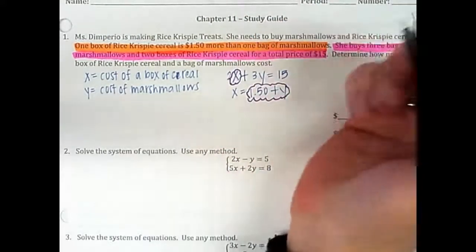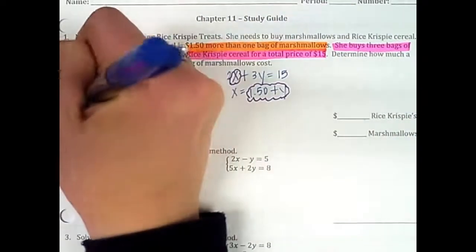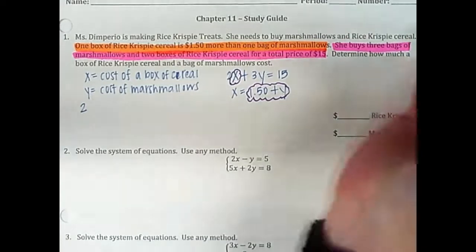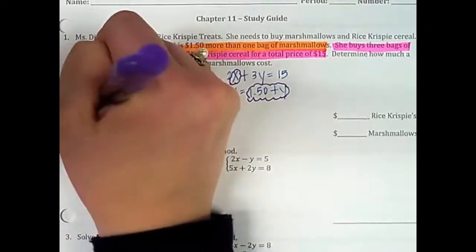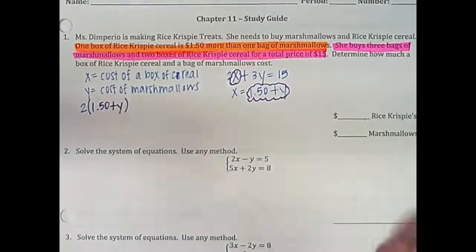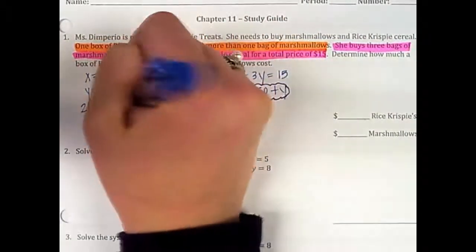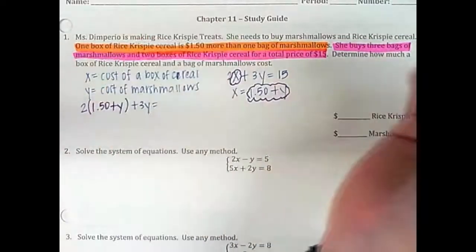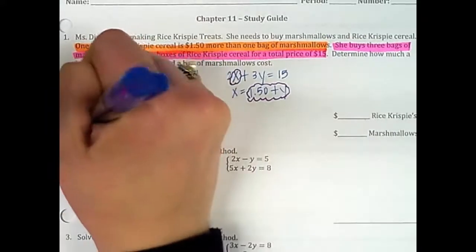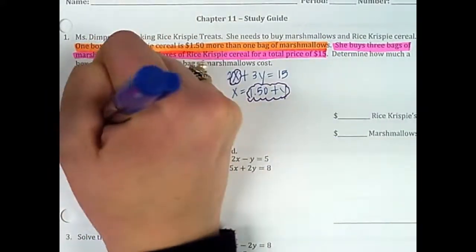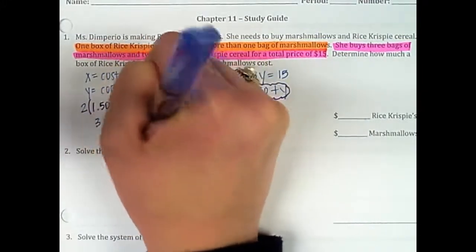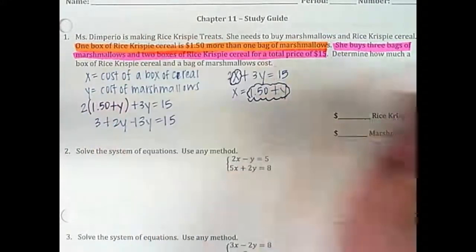And so I'm going to substitute that in. I'm going to do it over here so I have a little bit more room. So the 2 stays the same, but now instead of X, we're going to write 1.50 plus Y, and then everything else stays the same. Plus 3Y equals 15. So 2 times 1.50 is 3, plus 2Y plus 3Y equals 15.